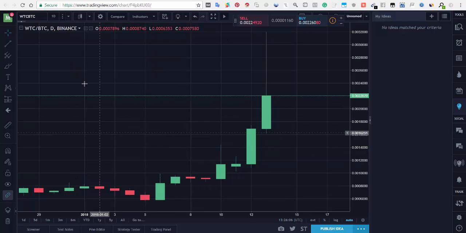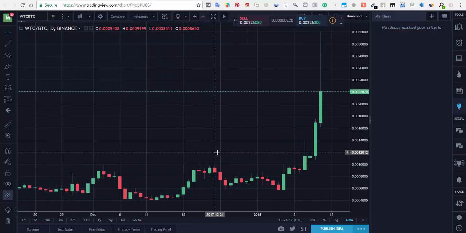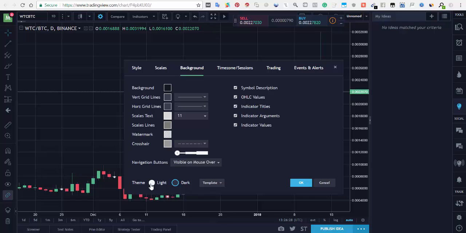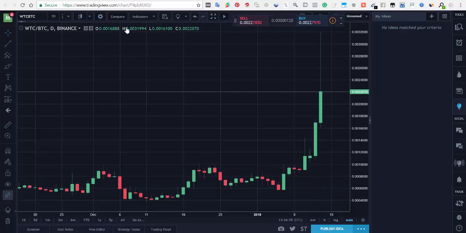Once you log in or get to the interactive chart, this is what you will see. You will not really get the full view of what was here initially when I logged in. For the background, you can always change that. All you need to do is come to the settings, go to background, and you can make the theme light or dark. You can just play around with that. It's quite easy. So what we want to do now is get indicators.